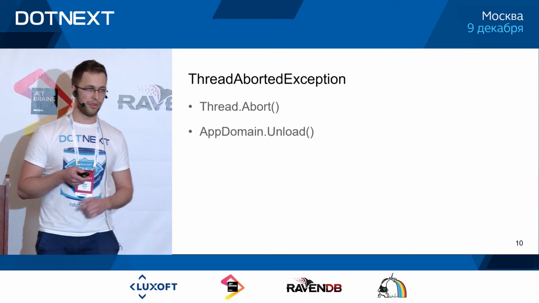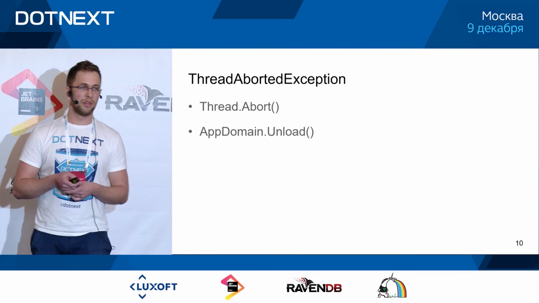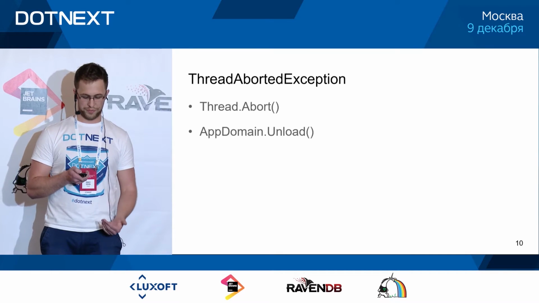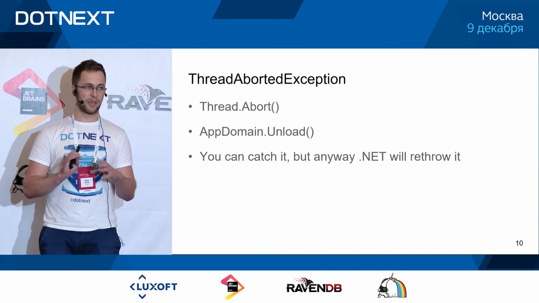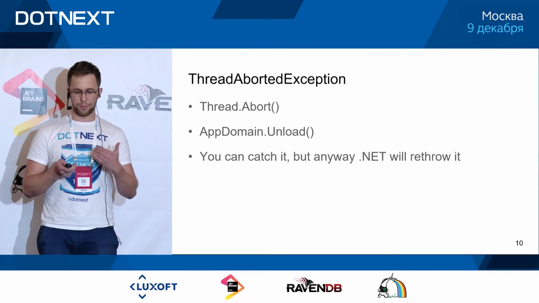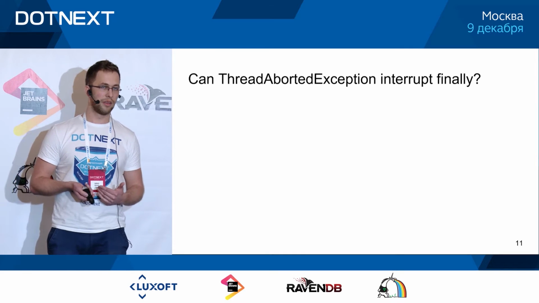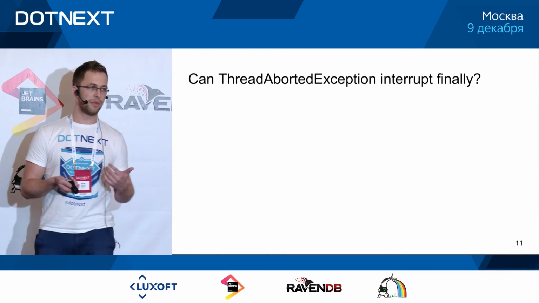The first exceptional exception that I would like to introduce is ThreadAbortException. This exception is being used to signal that a thread was aborted. We can catch it, but even if we leave the catch empty, .NET will rethrow this exception, because this is its internal signal. But a very interesting behavior of ThreadAbortException: can it interrupt the finally block?